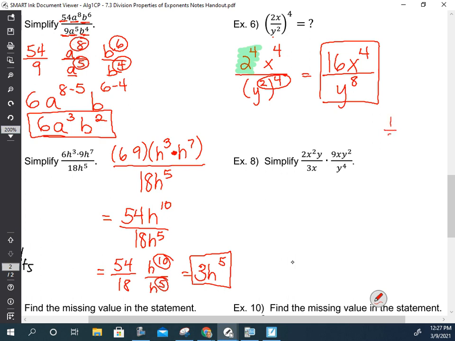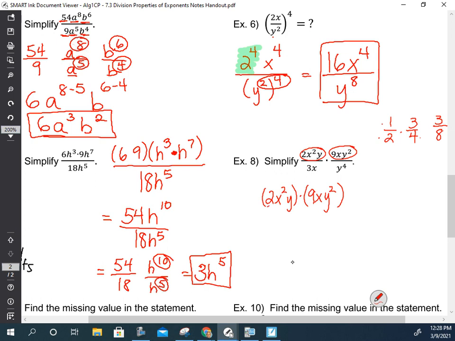If you had 1/2 times 3/4, you would multiply from left to right. 1 times 3, 3. 2 times 4, 8. You do the exact same thing to example number 8. You're going to take 2x squared y times 9y, 9xy to the square. So you're going to take the top and multiply them together. Take the top and multiply it together.